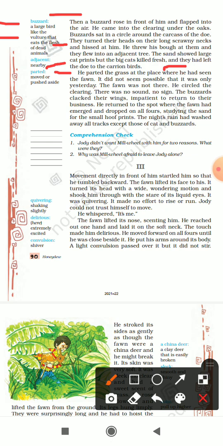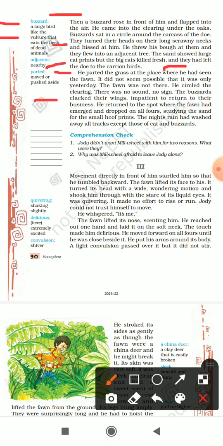He parted the grass at the place where he had seen the fawn, so he had pushed the grass aside where he had seen the fawn. It did not seem possible that it was only yesterday. The fawn was not there, and at that time Jody was not able to see the fawn. He circled the clearing. There was no sound, no sign. The buzzards clacked their wings, impatient to return to their business.